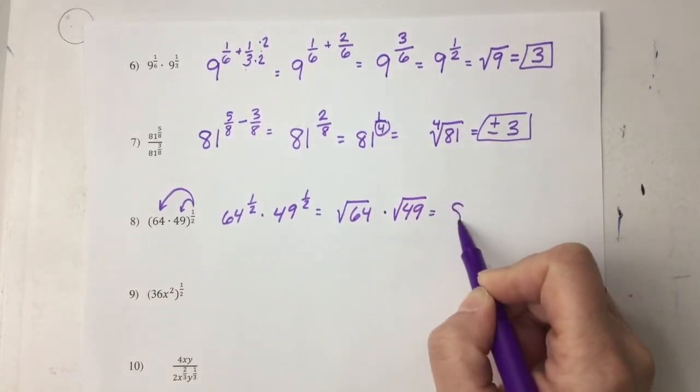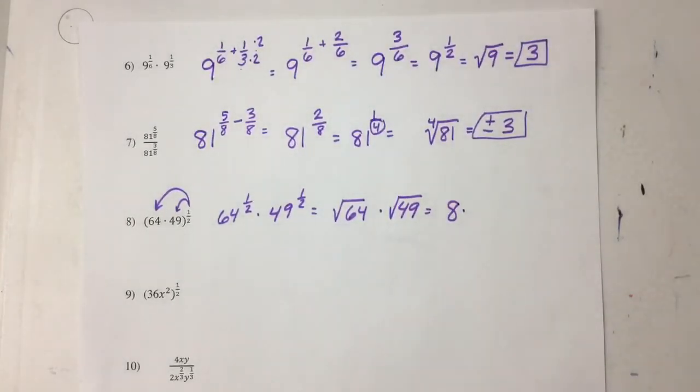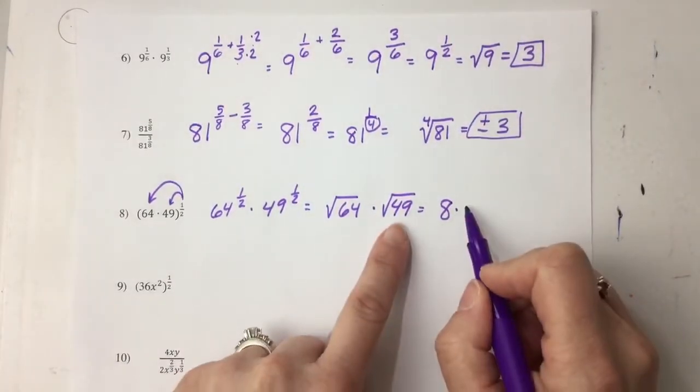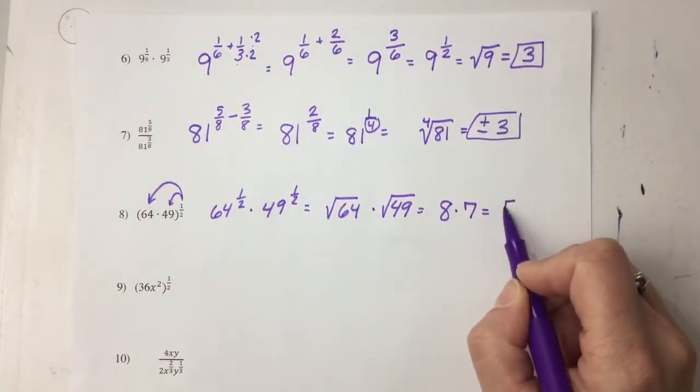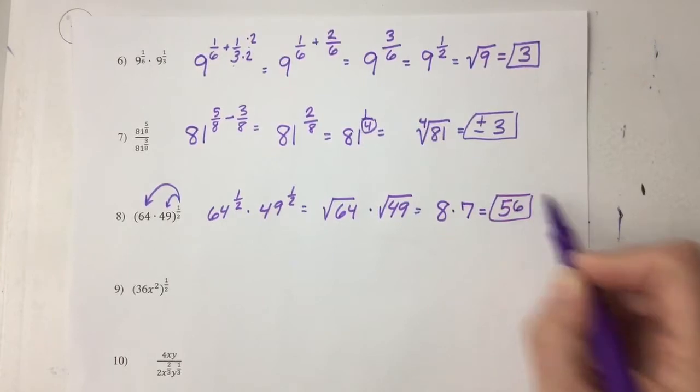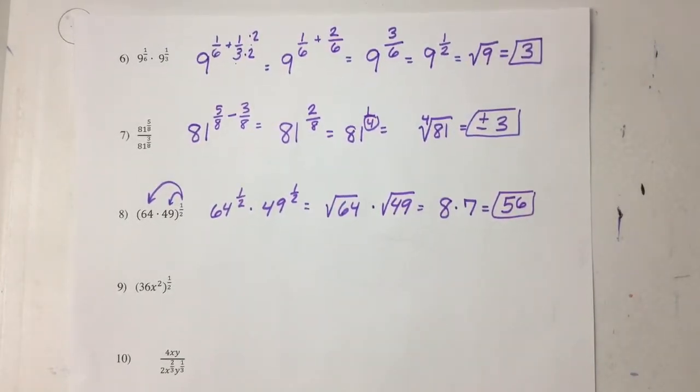The square root of 64, 8 times 8 fell on the floor. When he got up, it was 64. And the square root of 49 is 7. Multiply those things together. 8 times 7 is 56. Ta-da! All right, this is getting exciting.